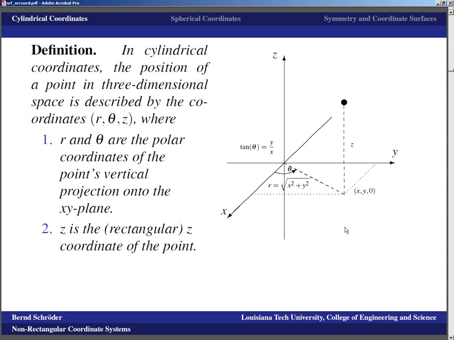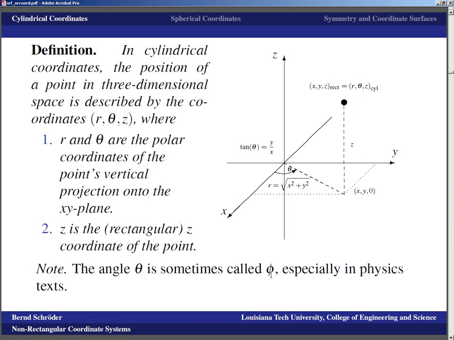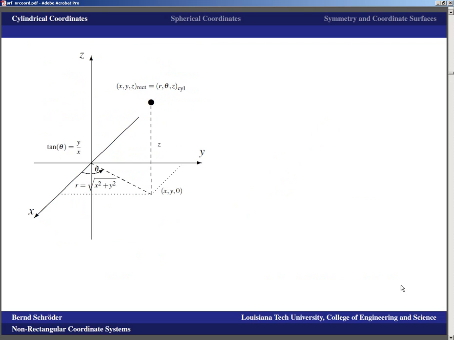And again, looking already ahead at the transformations, tangent theta is y over x. That's what we really want to remember for the transformation. And again, the point is equally well represented in cylindrical as well as rectangular coordinates. Note that the angle theta is sometimes called phi, especially in physics texts, so be careful whenever you are looking at a text that uses cylindrical as well as spherical coordinates, and make sure that you are aware of the conventions that the authors use.